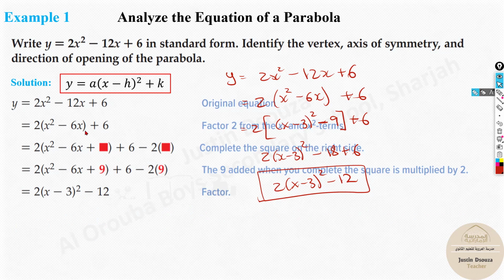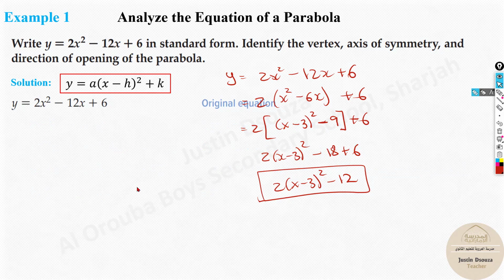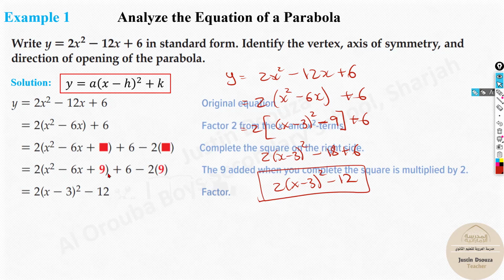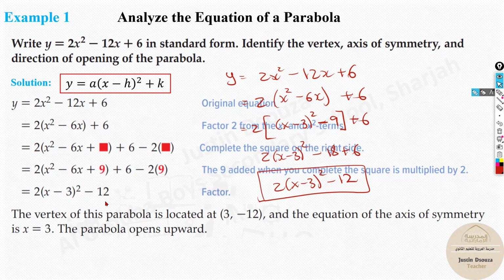Look over here. Now here also they have done a method, but I feel this is much easier because this method, which I did over here, will work all the time anyway, and it's direct. Okay. So this would be the answer, 2 times x minus 3 the whole square minus 12. Now if you want to write the vertex, it is h and k, that is 3 and minus 12.